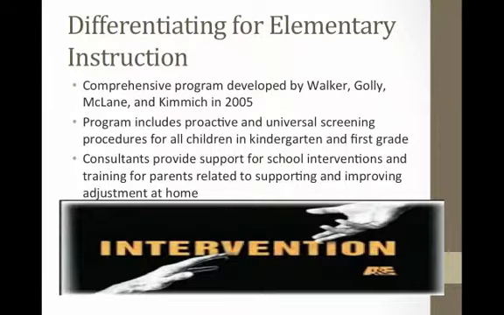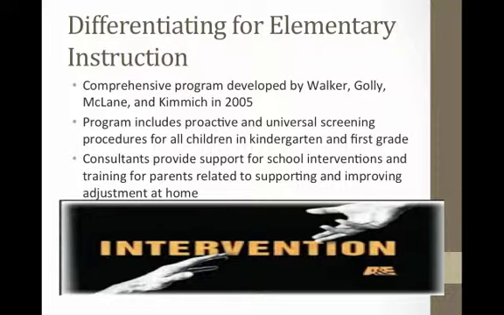Differentiating for elementary instruction. The First Step to Success is a comprehensive program that was developed by Walker, Golly, McLean, and Kimmich in 2005. This program includes proactive and universal screening procedures for all children in kindergarten and first grade. It is an early intervention program to address emerging patterns of antisocial behavior and includes 3 components. The first is a screening and early detection procedure that provides 4 different options for use.